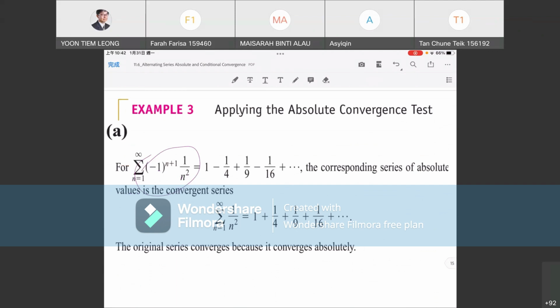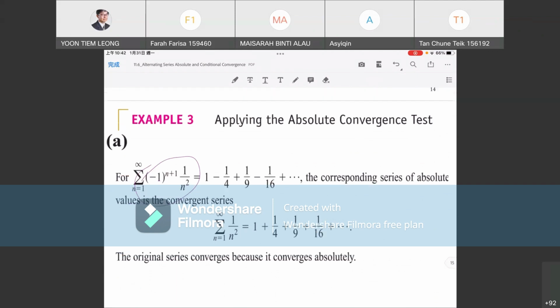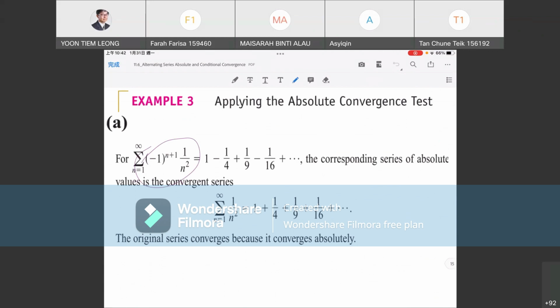Now, this is an example that is applying the alternating test, the absolute value test. So it's an alternating series where the sign changes from term to term. The absolute version of this series is just given by this, right? You just write down all the terms without the negative sign.